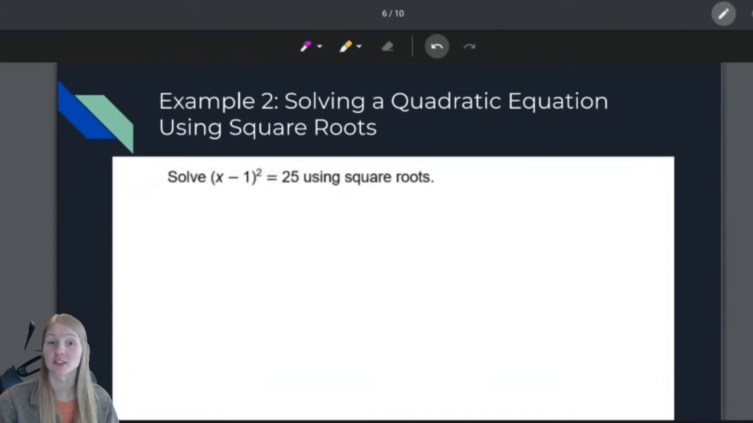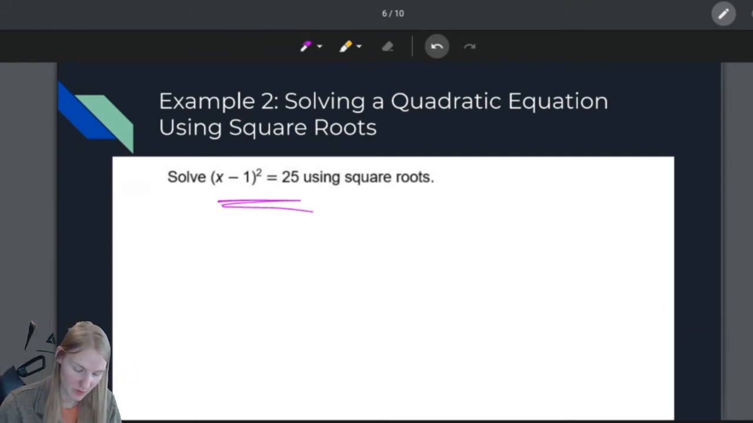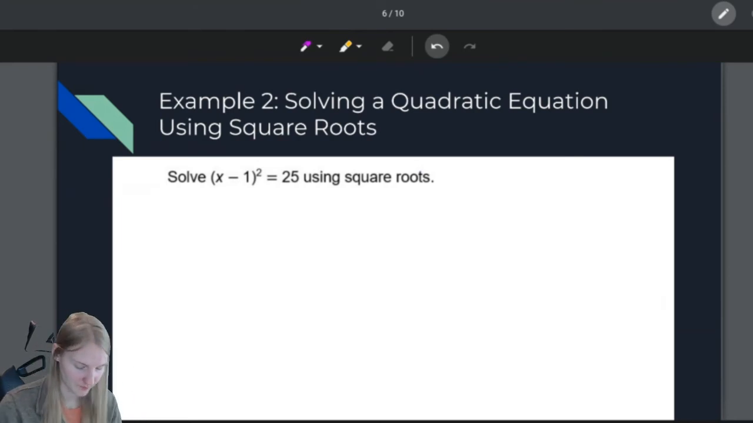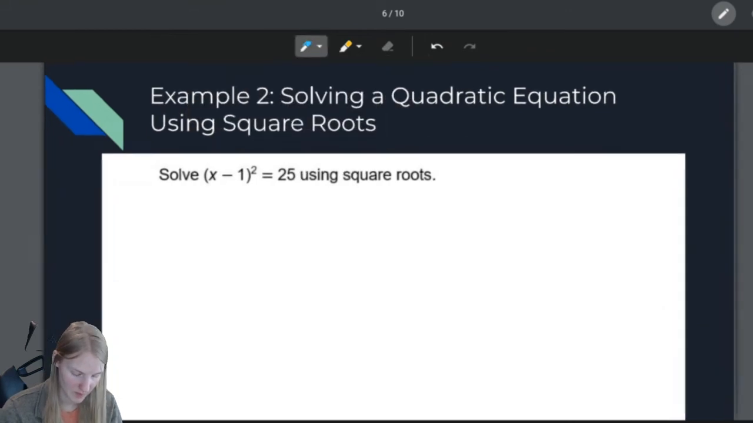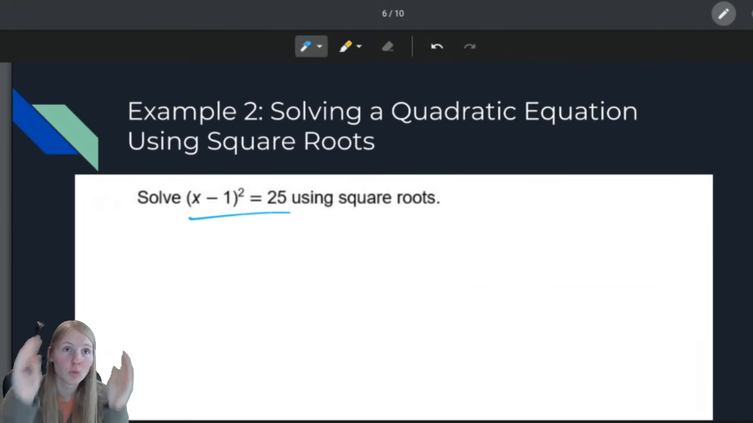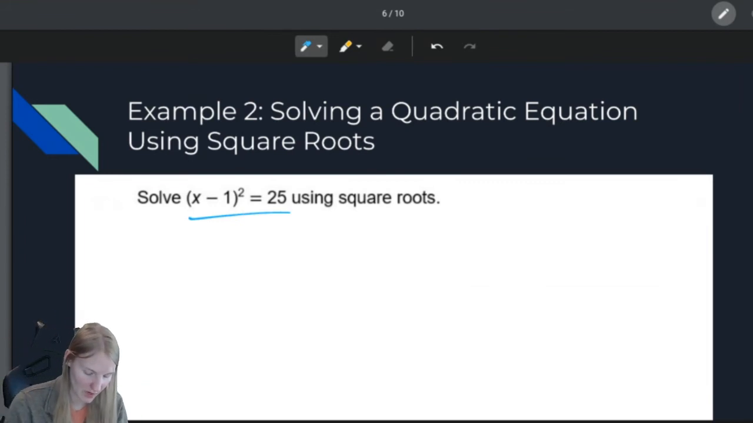Alright. Last example for today. Ooh, this looks a little scary. There's parentheses in there. Oh no! Don't worry. It's okay. Deep breath. In and out. You're going to be just fine. Different color. Okay. Solve this. x minus 1, all of that squared, equals 25.